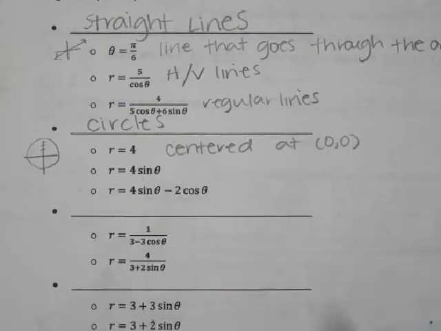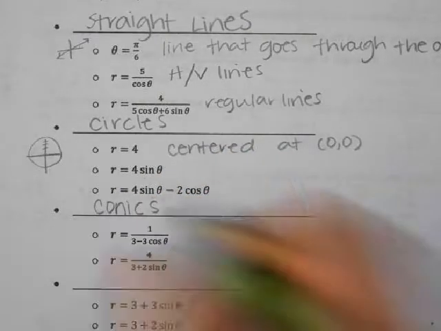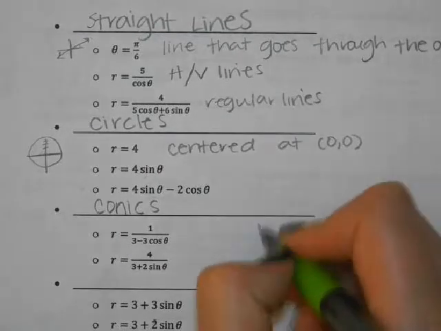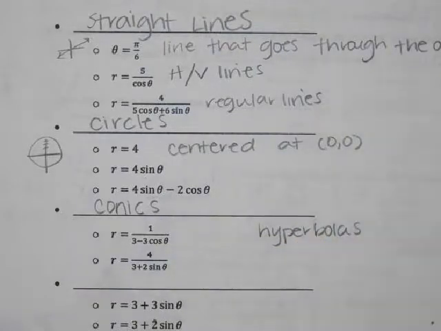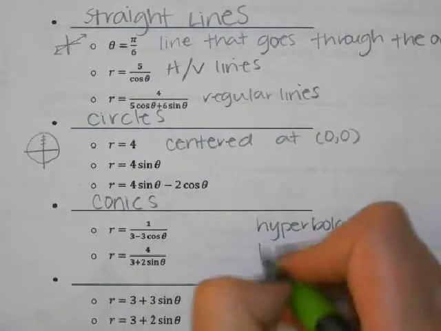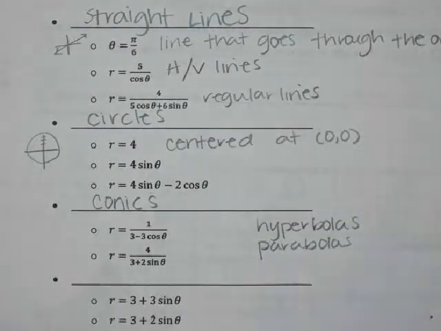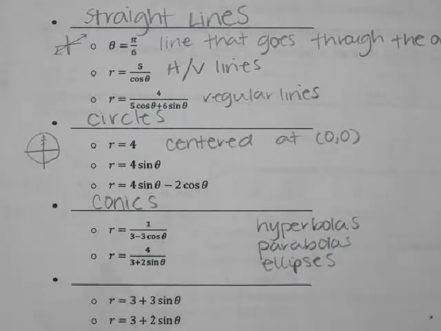These next ones are conics. What do I mean by conics? Hyperbola. What's another type of conic? Hyperbolas. Parabolas. There's one more that starts with an E. Ellipse. Circles are technically conics as well, but we typically see them separately.